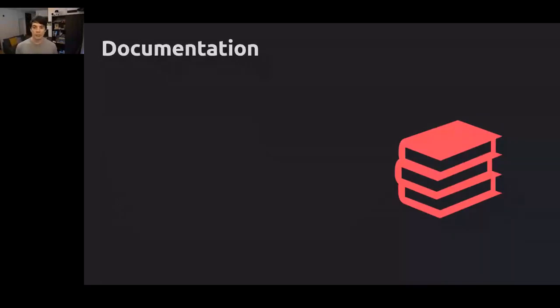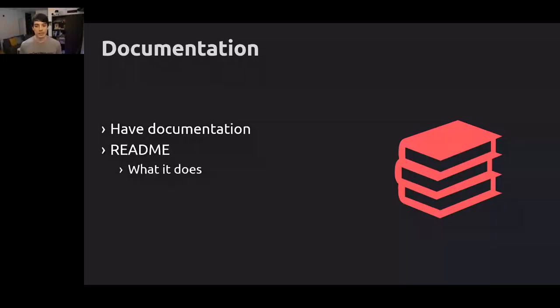OK, let's move on to documentation. First up, have documentation. If you have a library that's amazing and nobody knows how to use it, your library is not going to do well. If you're on GitHub, and you should probably be on GitHub these days for open source Android libraries, you should have a README. The README should tell people what your library does concisely.